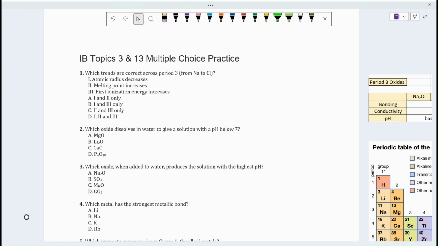So number 1, which trends are correct across period 3? Right, so for the trends, I had this little table that I would make every time I came across these questions. Just a nice jogging of my memory without having to go into the explanations of why something decreases or increases. So this is across the period, atomic radius and ionic radius. They both decrease. Everything else increases. And it is the opposite when you go down.